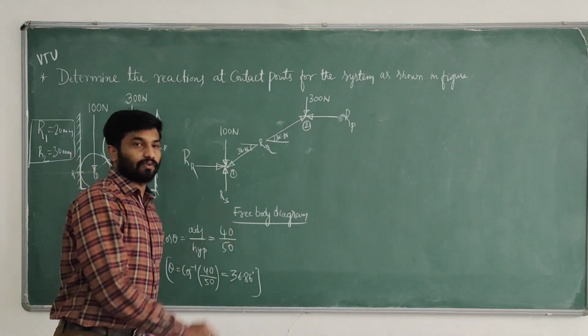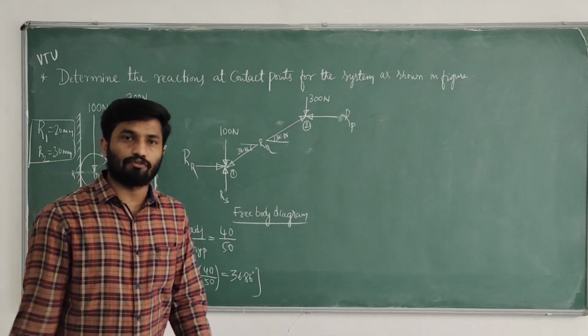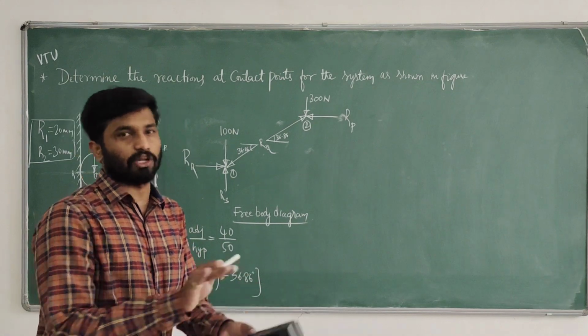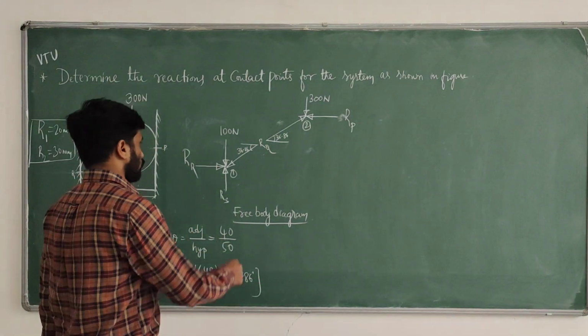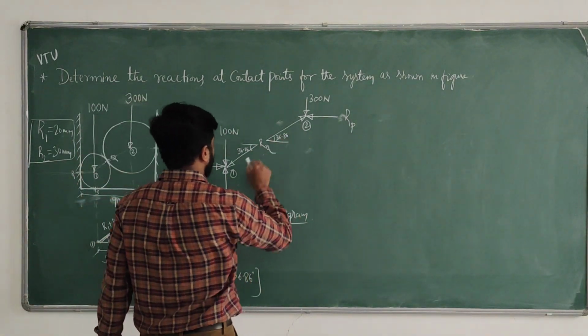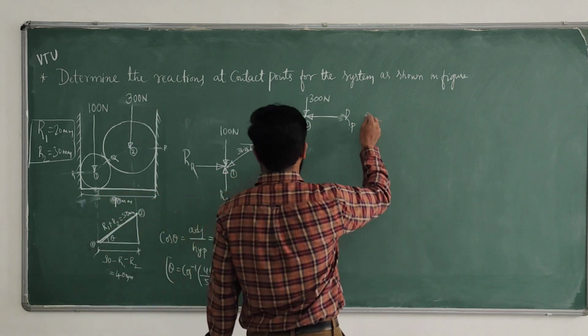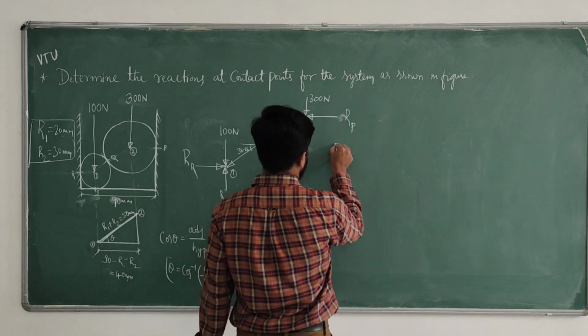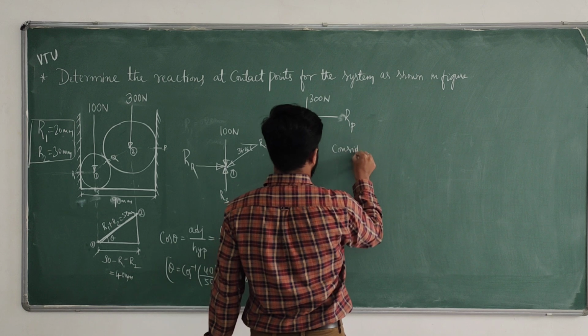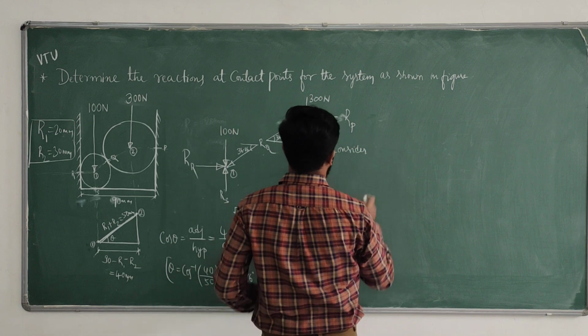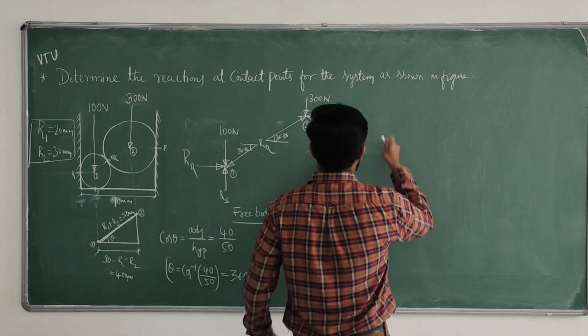Now consider the free body diagram which has the least number of unknowns, just similar to the previous problem. In 2 you have only 3. So first consider free body diagram 2. Consider FBD 2.